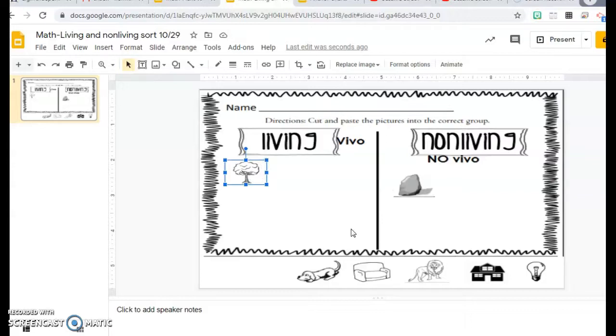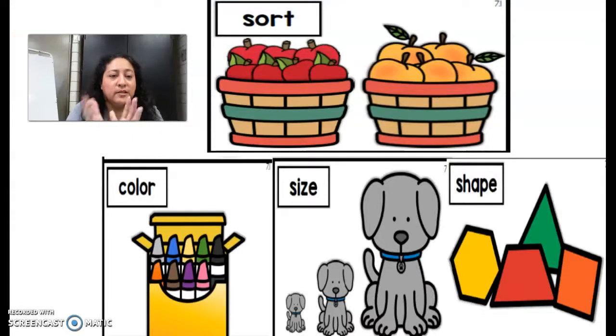Okay, so this is a good review for what you learn in science, and you're combining it with math because you're sorting. So I hope you like this homework, and before I let you go, we're going to review what we learned today. Today for math, we reviewed what sorting is. We put things into groups, but we also reviewed a little bit of science. The groups that we came up with are either living or non-living things, right? So those things that did eat, reproduce, or breathe, we put on the living things side, and the things that are non-living, that do not eat, do not breathe, do not reproduce, we put on the non-living side.